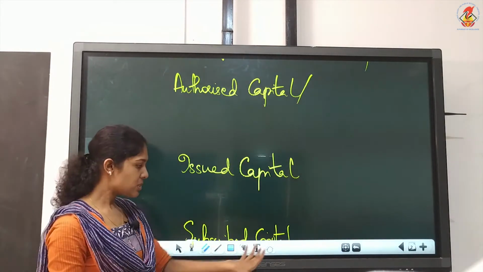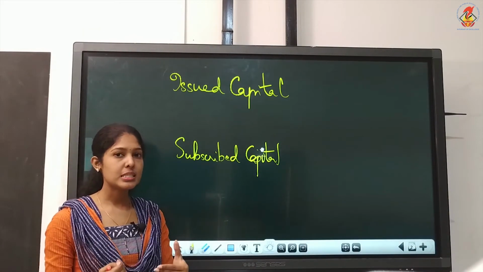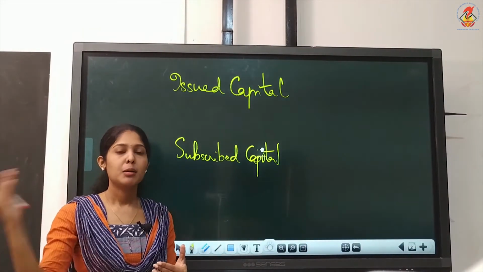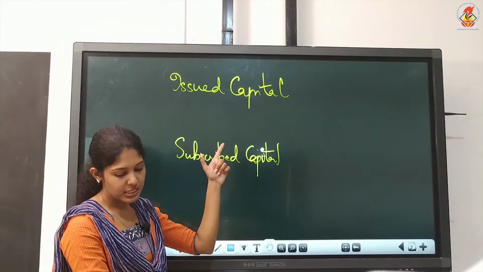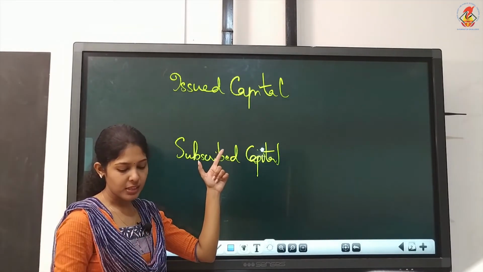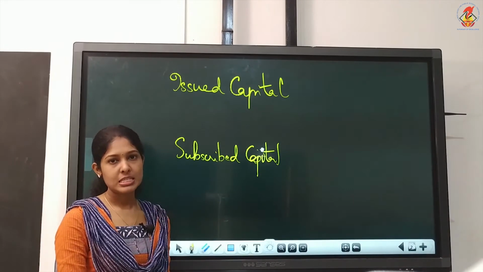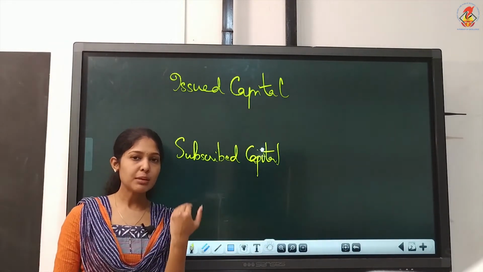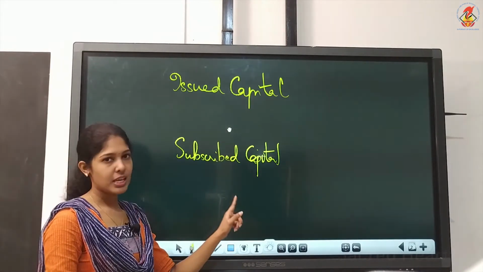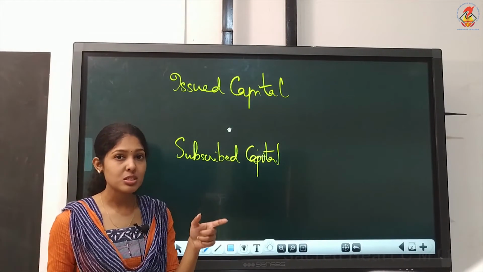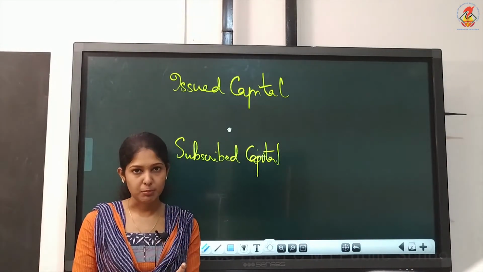Then subscribed capital means the part of issued capital which is subscribed by the public. See, here we issued 75,000. How many shares did the public subscribe? You read the third sentence. It received applications for 70,000 shares. So the subscribed number is 70,000. We issued 75,000, they subscribed 70,000. And that situation we already learned. It is called under subscription.